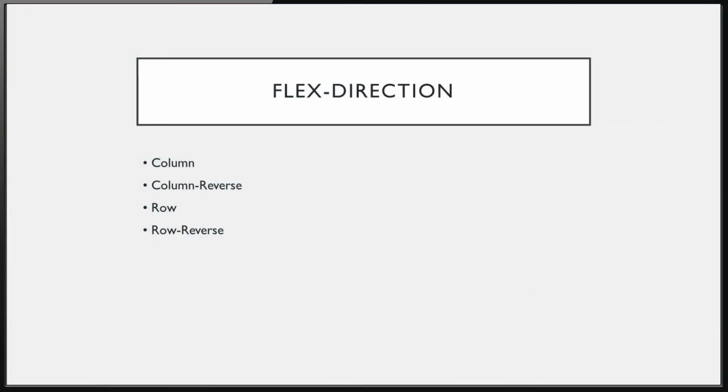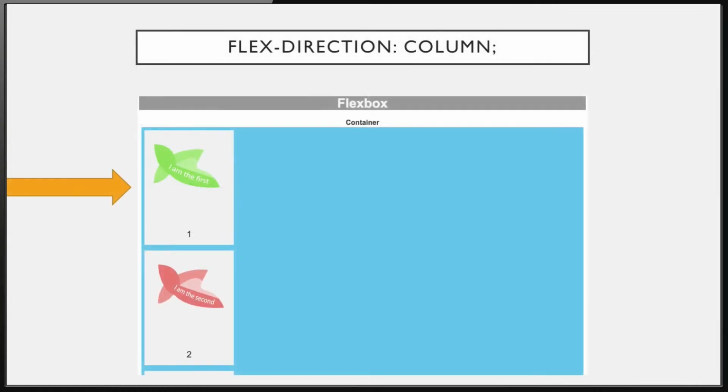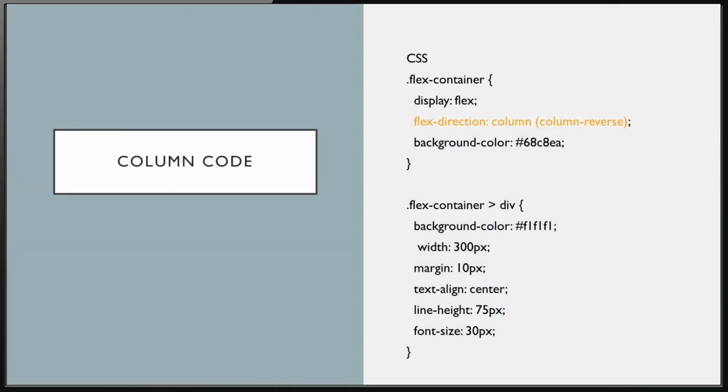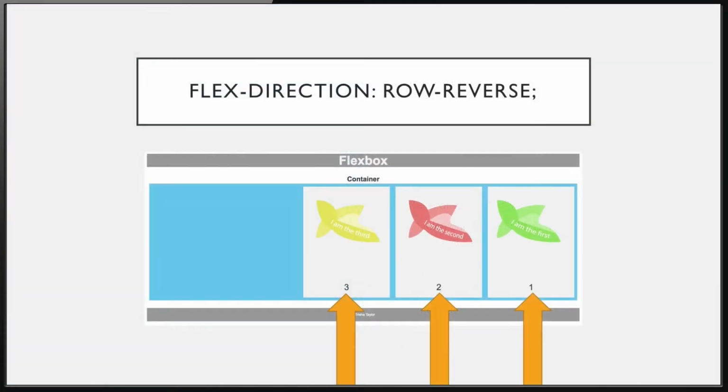So here we have the flex direction. Within the flex direction, we can have a column. We can reverse our column. We have row and row reverse as well. Here, I created a column within the flex. In order to do this, within your code, you want to do flex-direction: column. You can also do column reverse. Column reverse will make it start from the bottom, putting the bottom first and then the top last.